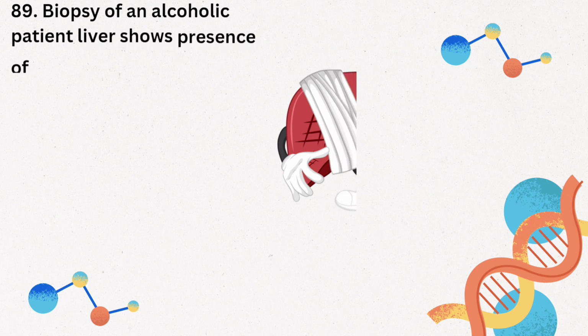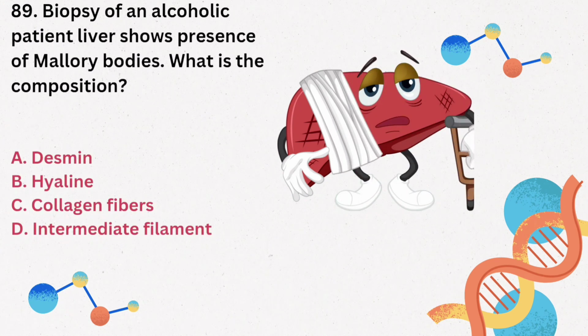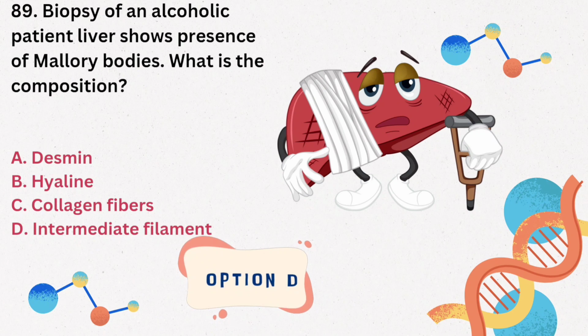Biopsy of an alcoholic patient's liver shows the presence of Mallory bodies. What is the composition? A. Desmin. B. Hyaline. C. Collagen fibers. D. Intermediate filament. Option D is the right answer.